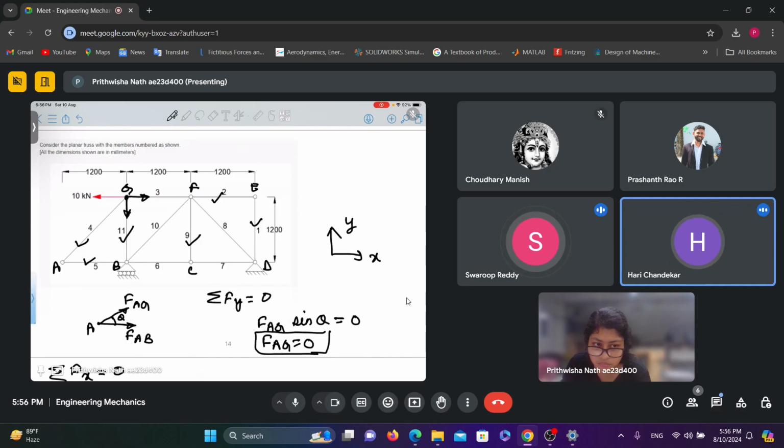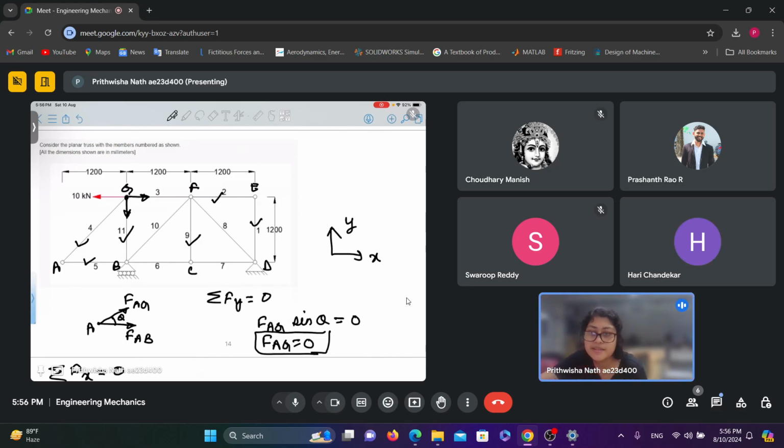Excuse me, ma'am. Yes. The pin joint is B. Pin joint at B, so that is a vertical reaction. So wouldn't that affect the member? No, at B it is a roller joint, roller support. Roller could have a vertical reaction, right? So that wouldn't induce any force in member 11.